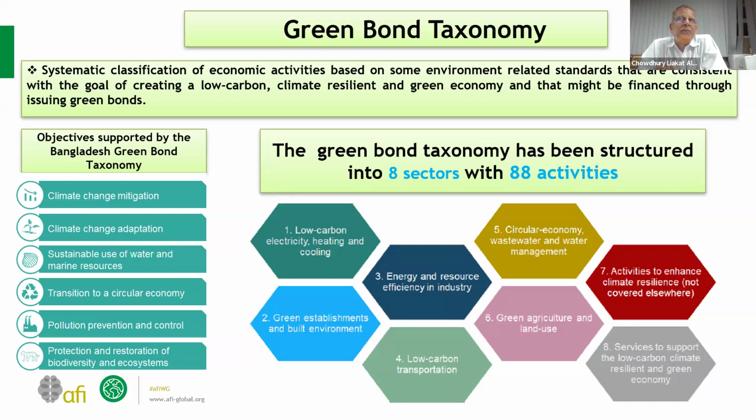That's why we circulated the green bond policy for banks and enterprises. Under the issuance of bonds, banks and finance companies can raise longer-term funds, and they can easily finance longer-term projects. Under the bond taxonomy, we also cover climate change mitigation and climate change adaptation under 8 sectors and 88 activities. That means sectors like low carbon, electricity and heating, cooling, energy and resource efficiency, like that.